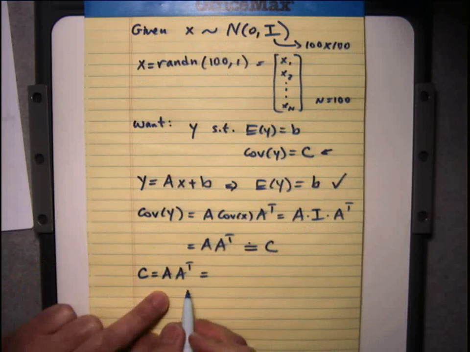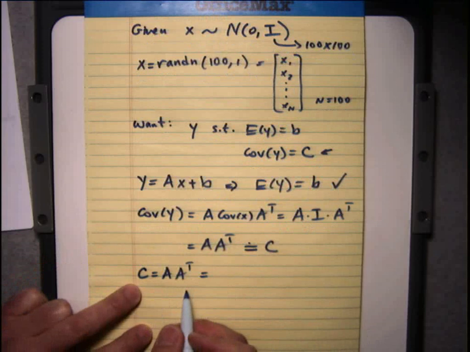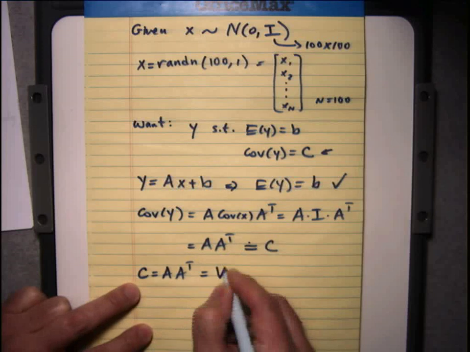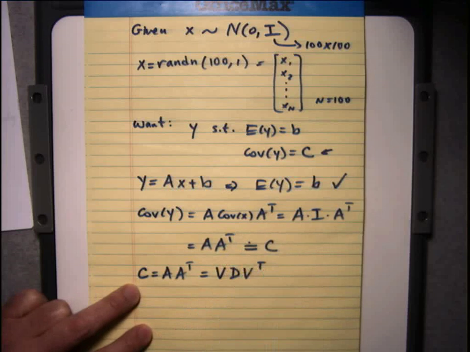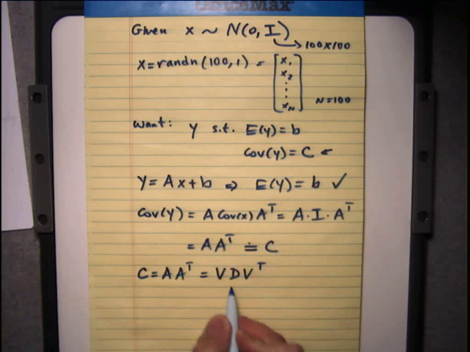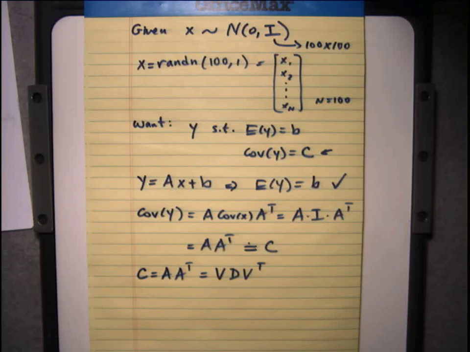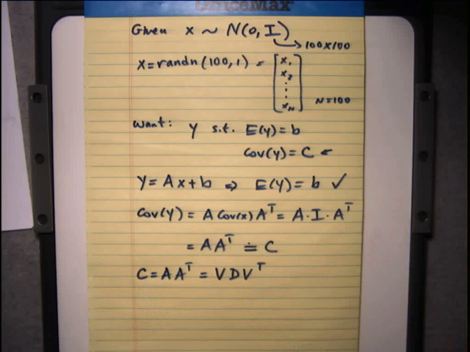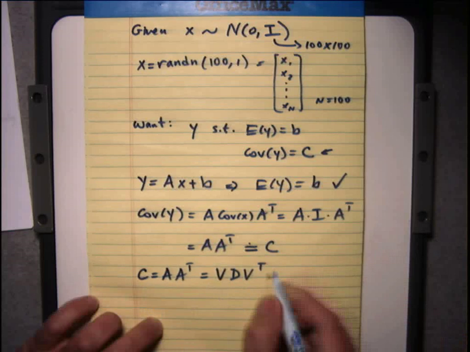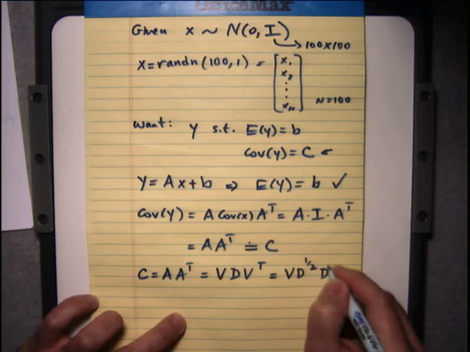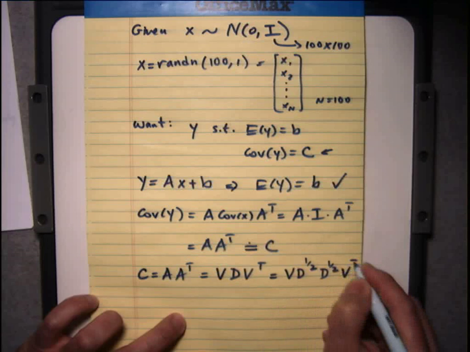And now remember, because C is a symmetric positive definite matrix, you can write its eigendecomposition. That would be V D V transpose. Okay? And now I can break this D. D, remember, along the diagonal, has the eigenvalues. Because C is symmetric positive definite, these eigenvalues are real and positive. Therefore, I can write down their square root. So I can write this matrix as V D^(1/2) D^(1/2) V transpose.